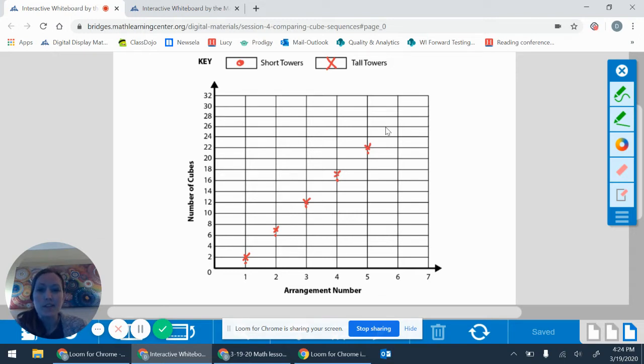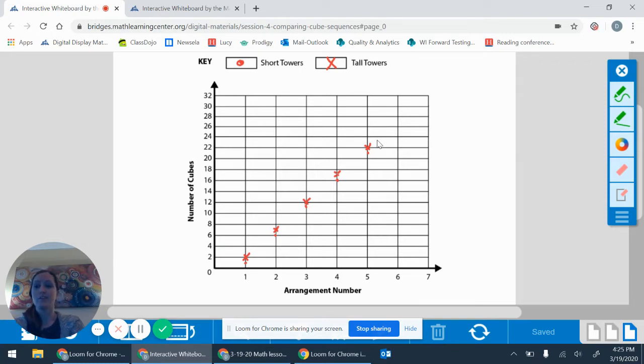Why would they be so close together? Let's look at the information. If I look here, the number of cubes is only 1 more in the tall tower than the short tower on each one of our ordered pairs. And every time we increase on that graph, we notice that there's only 1 more cube in the tall tower than the short tower. Some interesting information. I hope you caught that too.